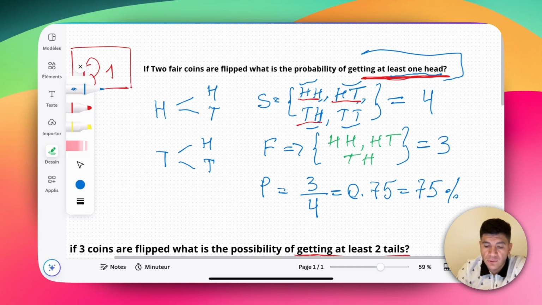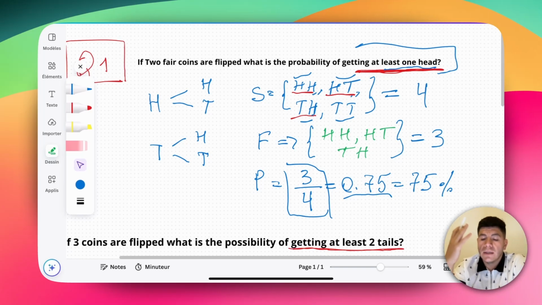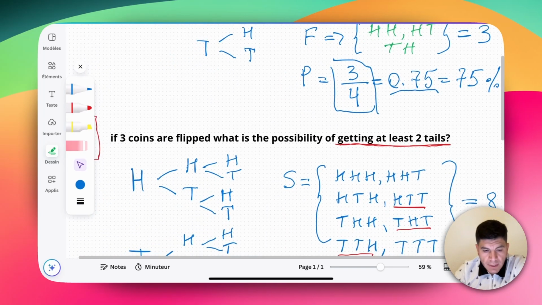Last time we said that to find the probability, we divide the favorable outcomes by the total possible outcomes, which means P equals 3 divided by 4, which gives us 0.75, and multiplied by 100 we get 75%. How do we interpret the result? It means there is a 75% chance of getting at least 1 head when we flip 2 fair coins.